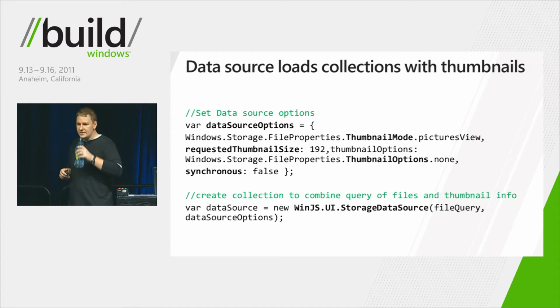Now that next piece, now that we've created our query, is all about loading that collection and tying it to thumbnails. Because the storage namespace is all about creating a query that gives me files and properties. Now, a great thing, or a core part of a gallery experience, is marrying those to thumbnails. So the first thing I always want to do when I start getting to my data source is set the options. And this is really all about thumbnails when you think about it.